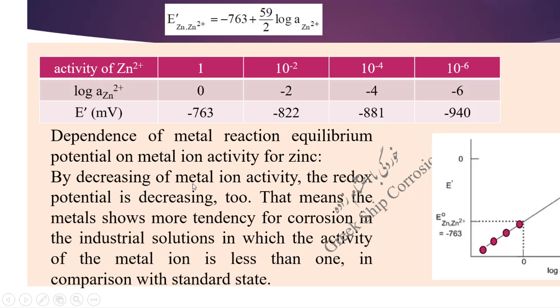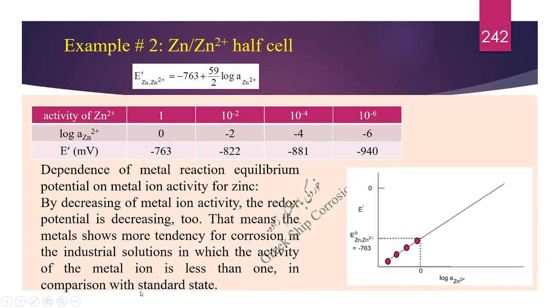By decreasing the metal ion activity, the redox potential decreases too. That means the metal shows more tendency for corrosion in industrial solutions in which the activity of the metal ion is less than 1, or unit, in comparison with the standard state.